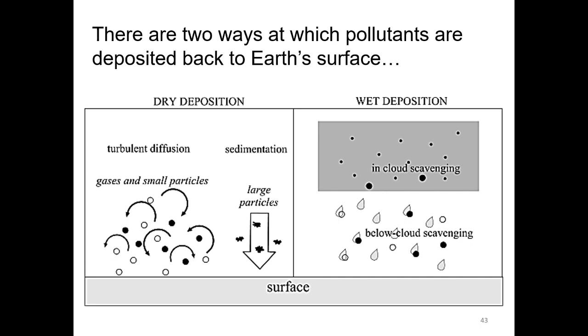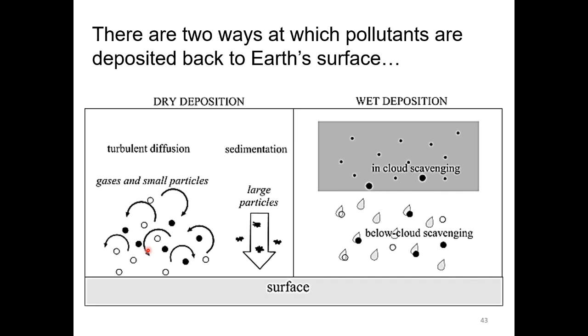There are two ways at which pollutants are deposited back to the Earth's surface. So we have dry deposition and we have wet deposition. Dry deposition is basically the process where pollutants from the atmosphere go down and are deposited on the ground. So that is what you call deposition. In dry deposition, there is a free fall to Earth directly from the atmosphere of atmospheric trace gases and particulate matter.